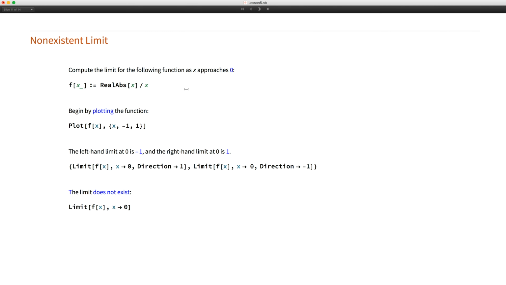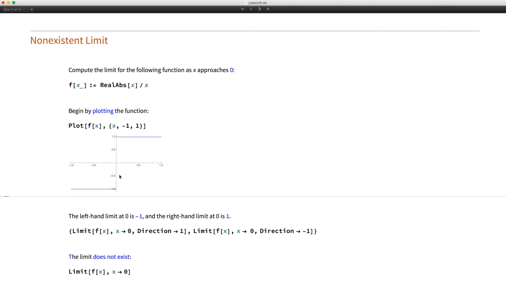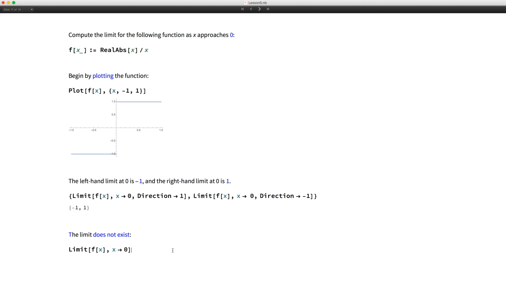On the other hand, here's an example where things can go wrong. So if you divide the real absolute value of x by x, then the plot shows that you clearly have a kind of jump over here. Because when you're to the right, the answer is 1, and when you're to the left, the answer is -1. So the left-hand limit is -1, the right-hand limit is +1, and hence the limit does not exist. So that's a jump at a single point.